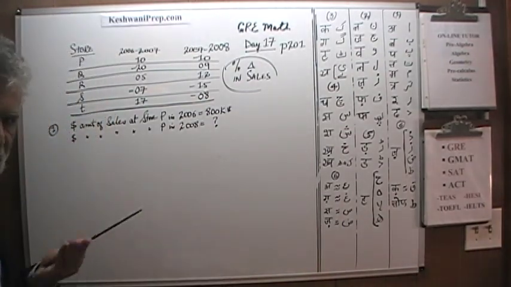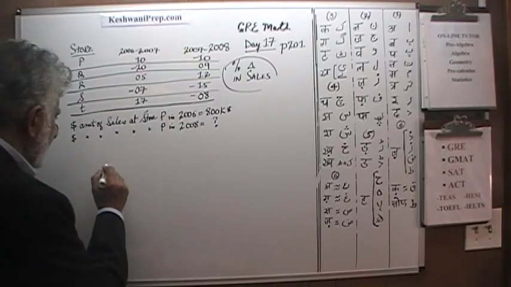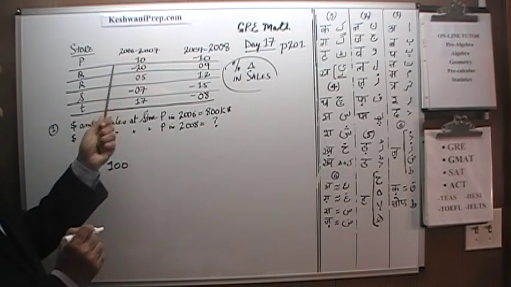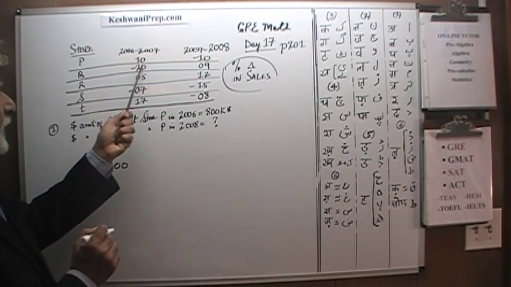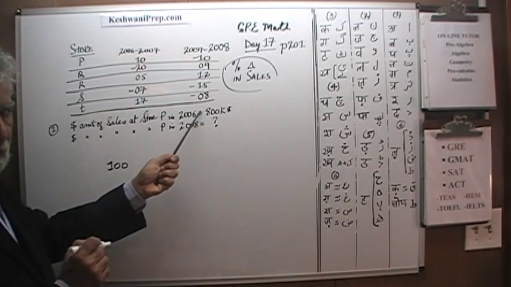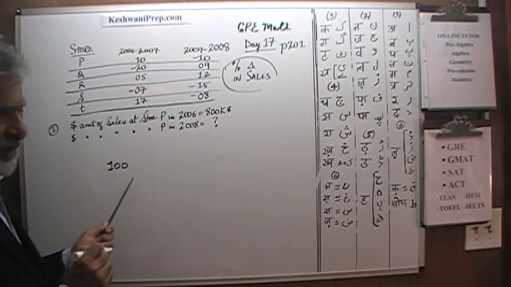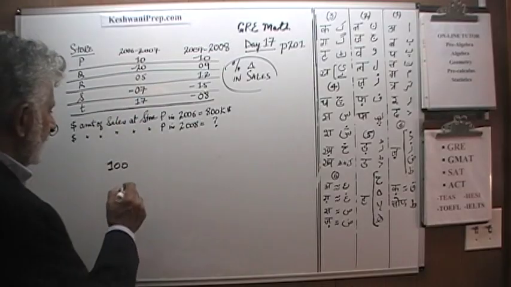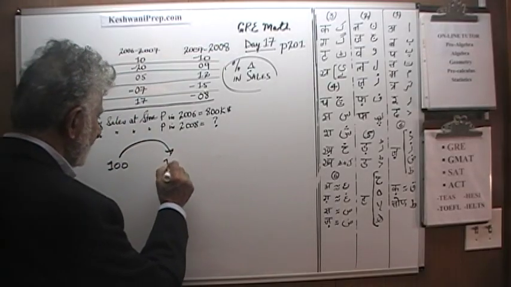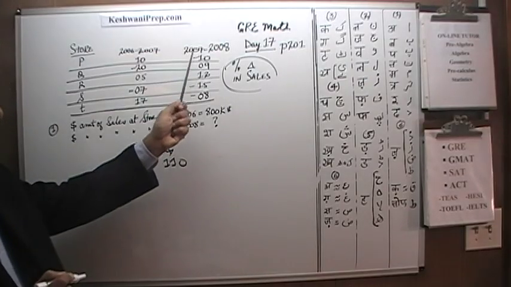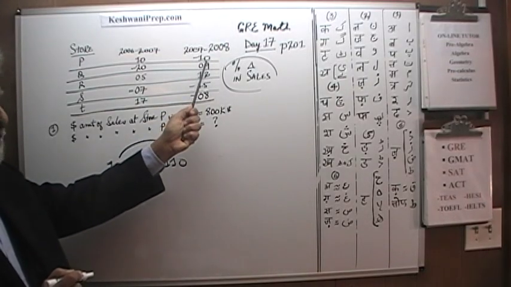So again, let's start with 100. Let's pretend that the sales here were $100 at store P in 2006. Instead of 800,000, don't worry about 800,000, pretend that the sales were $100 in 2006 at store P. In 2007, it will be 110, because it went up by 10%. The following period, from 2007 to 2008, it went down by 10%.